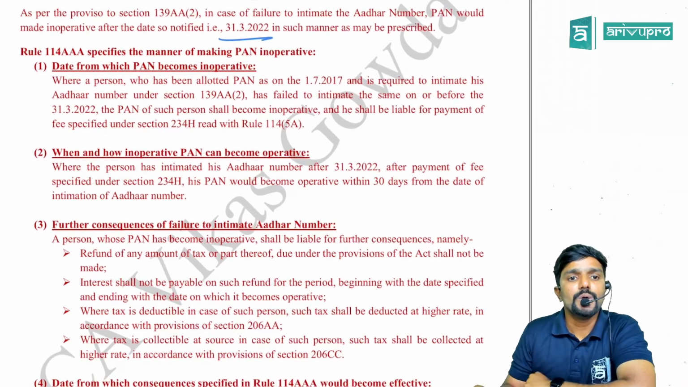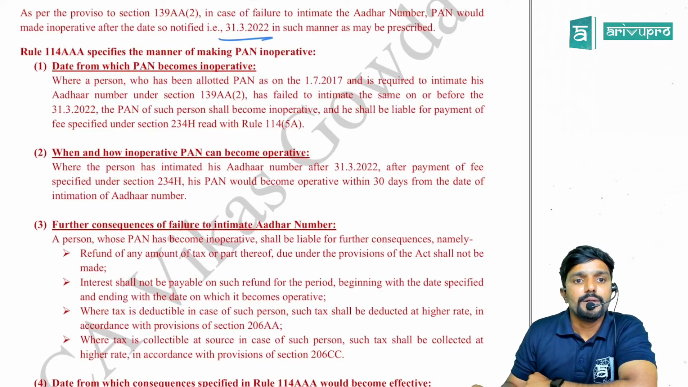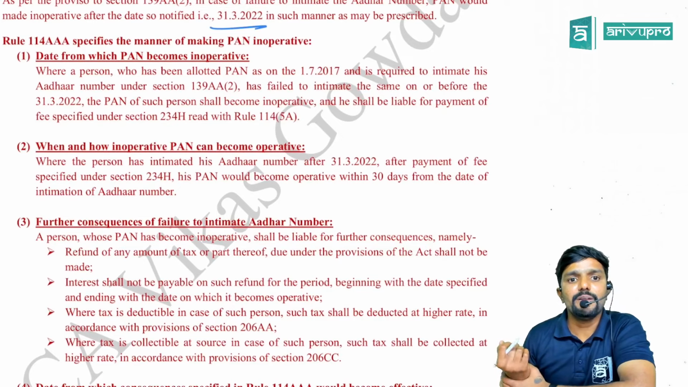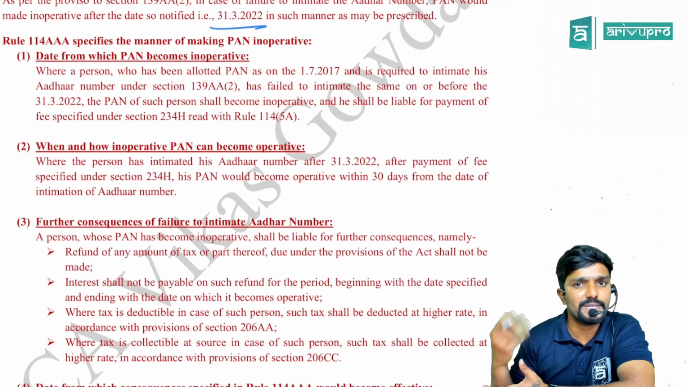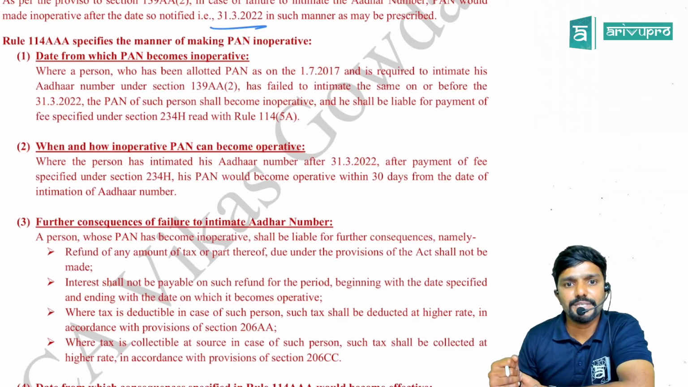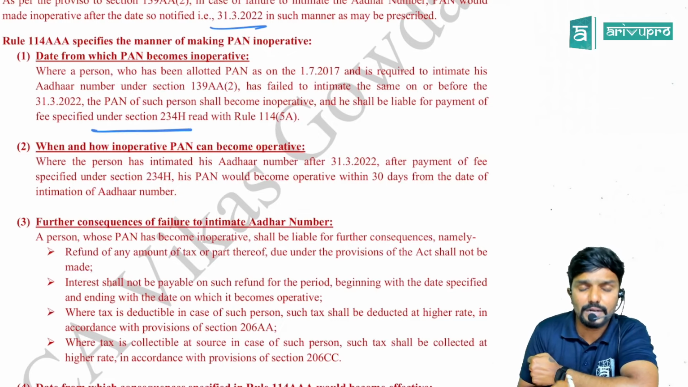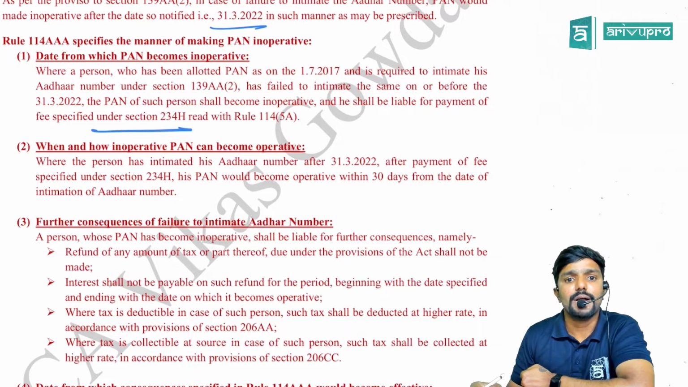Let us see it. Rule 114AAA specifies the manner of making PAN inoperative. Sub-rule 1, date from which PAN will become inoperative. Where a person who has been allotted PAN as on 1st July 2017 and is required to intimate his Aadhaar number under section 139AA subsection 2 has failed to intimate the same on or before the due date, that is the 31st March 2022, that was the deadline given, the PAN of such person shall become inoperative and he shall be liable for payment of fee specified under section 234H, read with rule 114(5)(a).